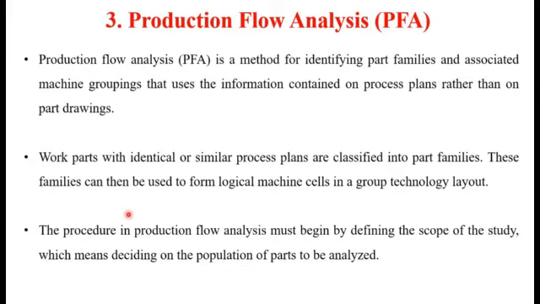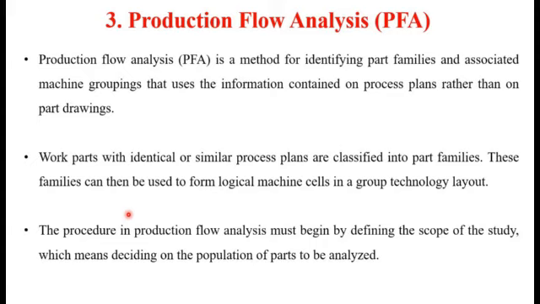In the third method, production flow analysis is a method for identifying part families and associated machine grouping, and it uses information contained in process plans rather than in part drawings. It is not based on part drawings or part similarities, but on manufacturing similarities, the manufacturing attributes. Work parts with identical or similar process plans are classified into part families. These families can then be used to form logical machine cells in a group technology layout.